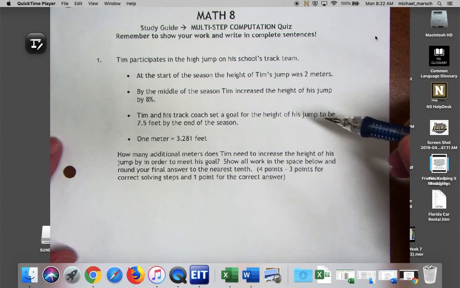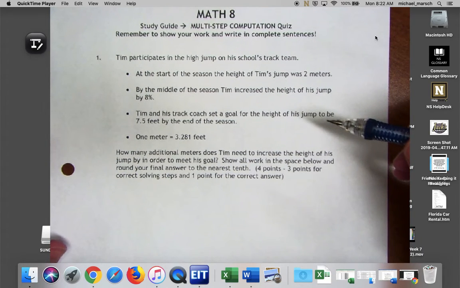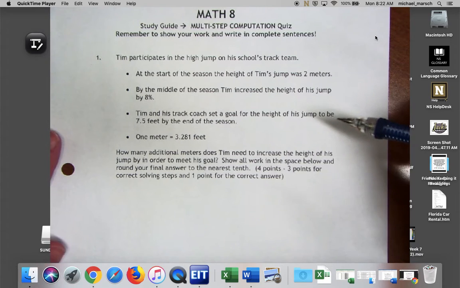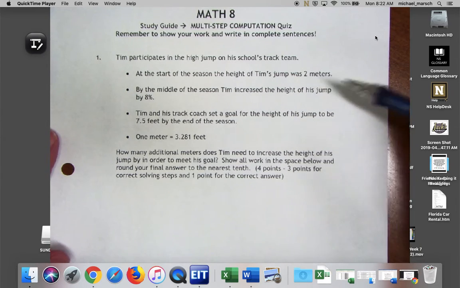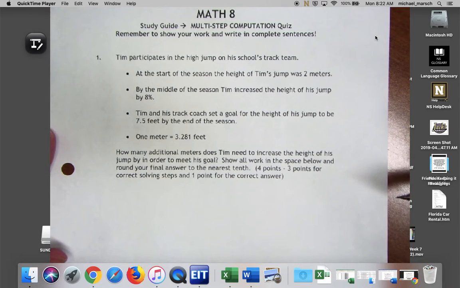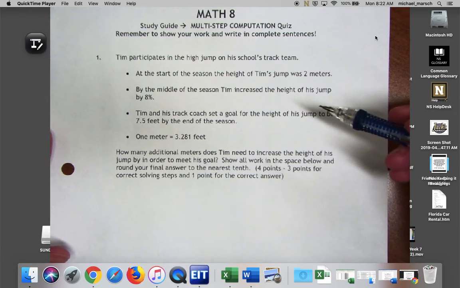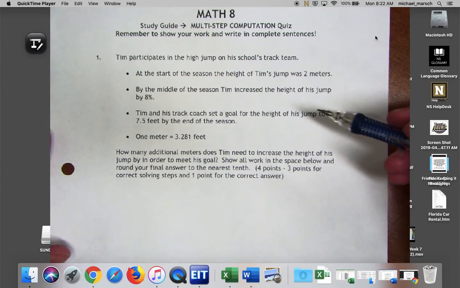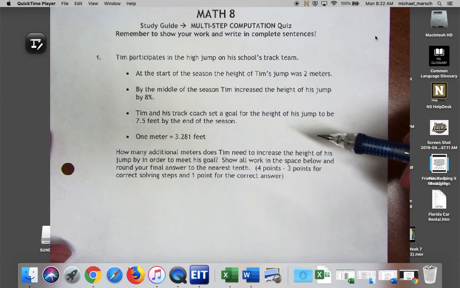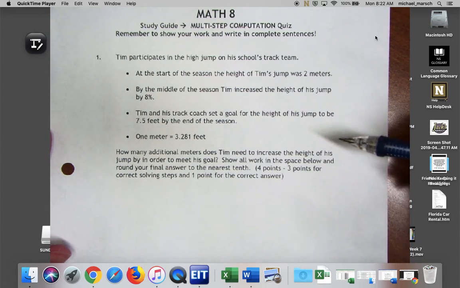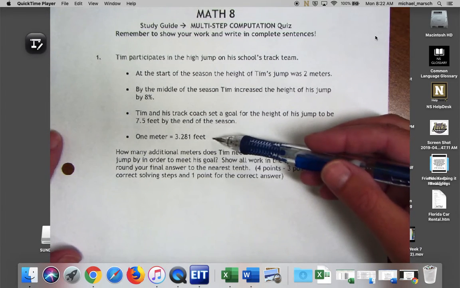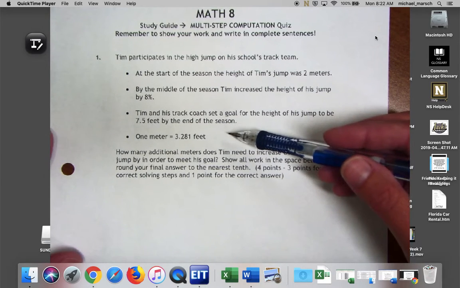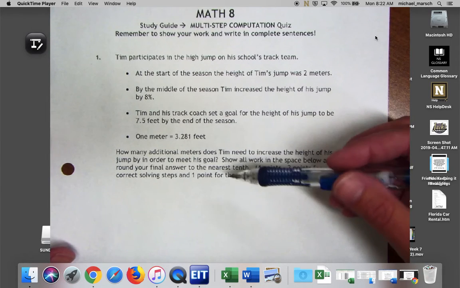So let's tackle this first question. Tim participates in the high jump on his school's track team. At the start of the season, his height of his jump was 2 meters. By the middle of the season, Tim increased the height of his jump by 8%. Tim and his track coach set a goal for the height of his jump to be 7.5 feet by the end of the season. And then we have this conversion, 1 meter equals 3.281 feet. So that's going to be our base conversion.